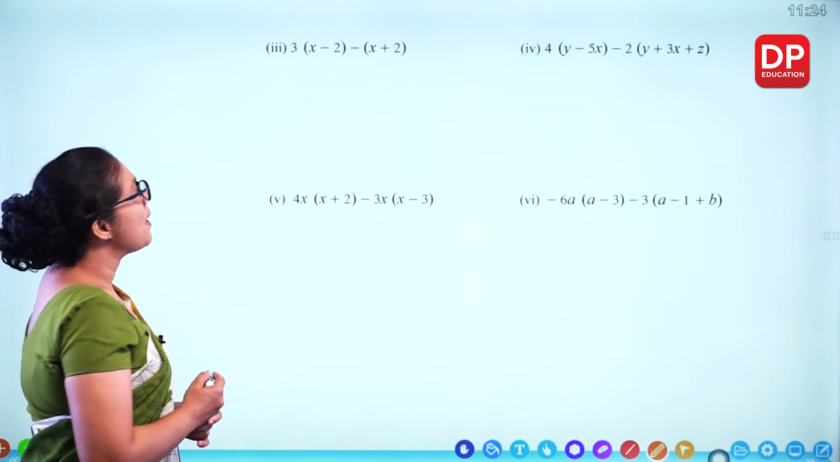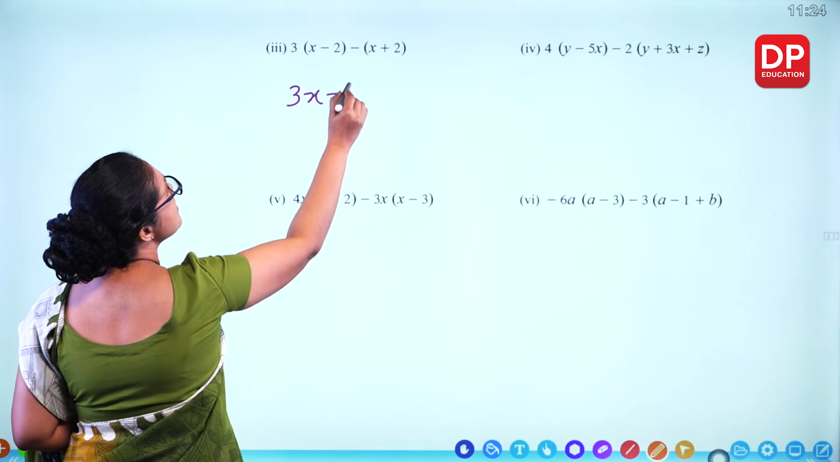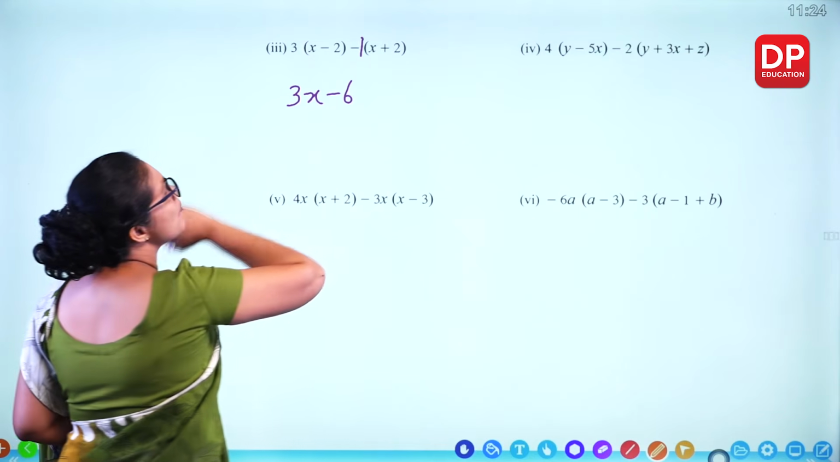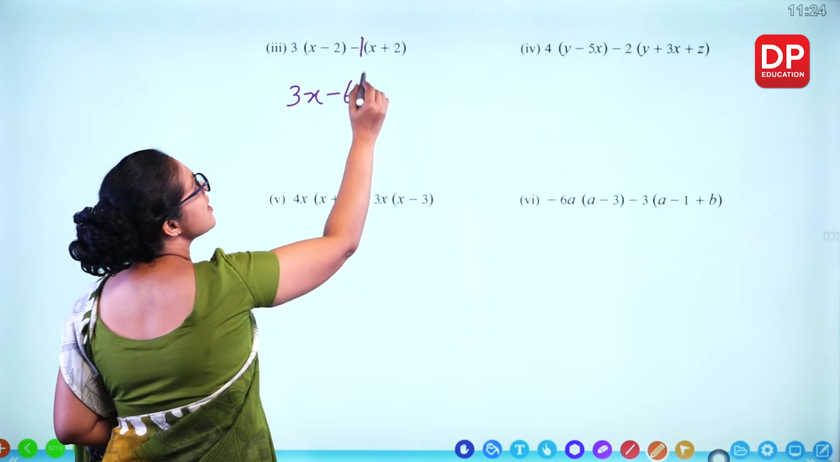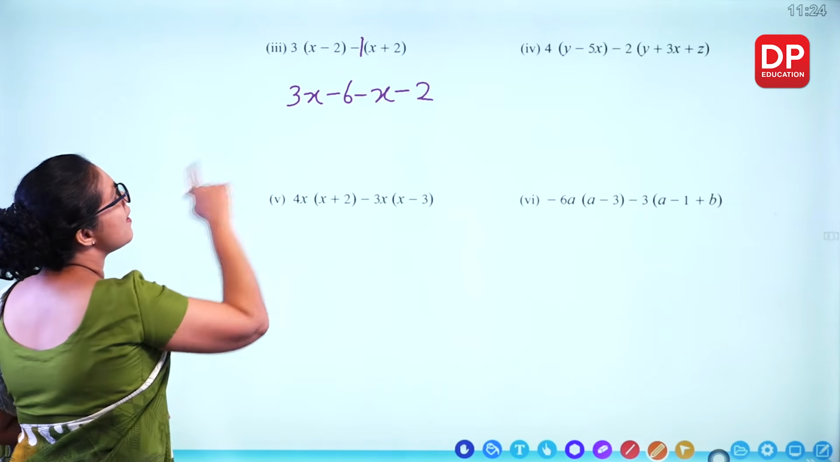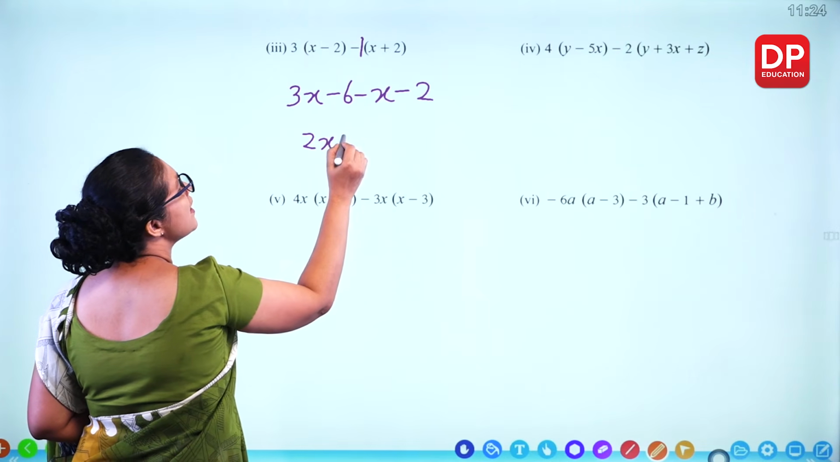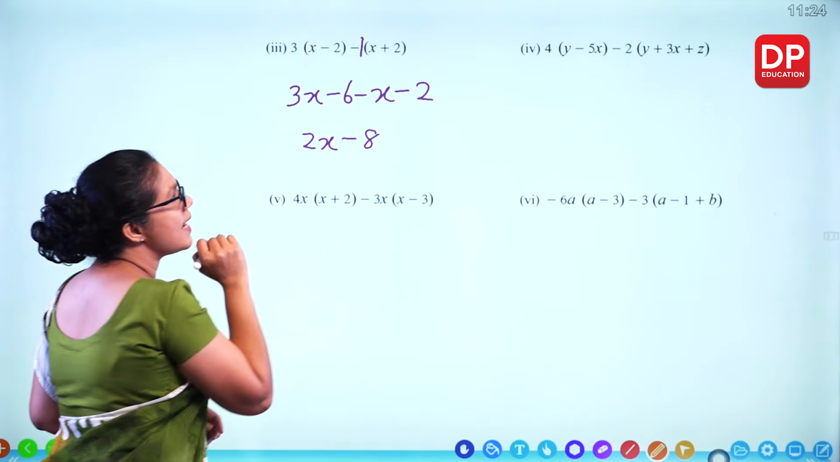This one multiply by 3. So 3x minus 6. Here this is like minus 1. Minus 1 times x minus 2. Now simplify 3x and minus x, 2x. Minus 6 and minus 2, minus 8.